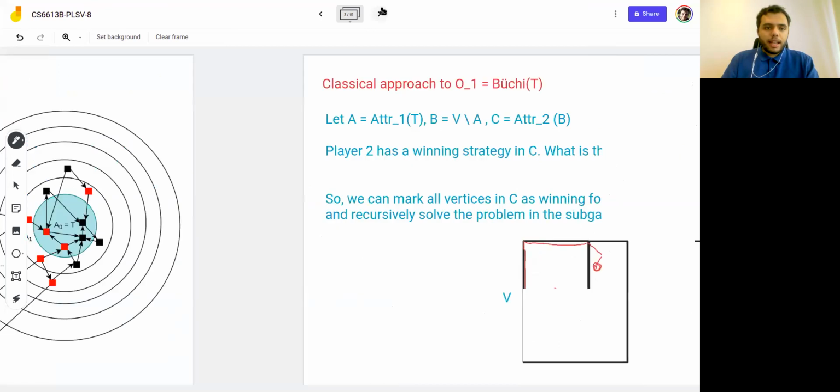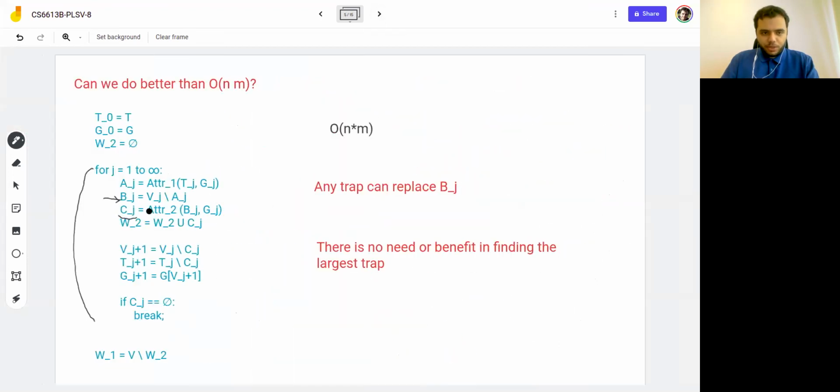And so in this algorithm for Büchi, when we are computing these traps, we are also computing the largest possible trap. Bj is the largest possible trap. And then, of course, we're computing its attractor again and going on and adding these vertices to the winning set of player 2.